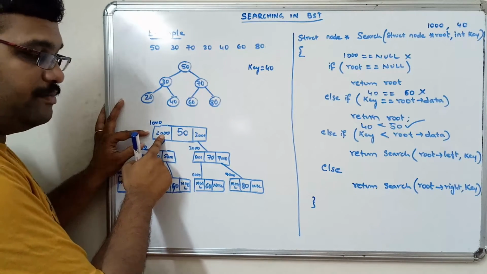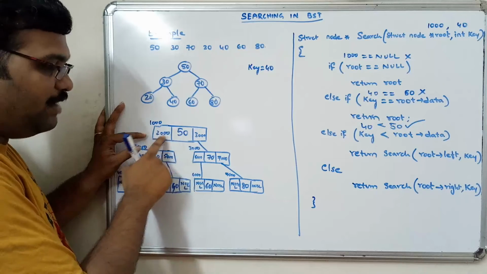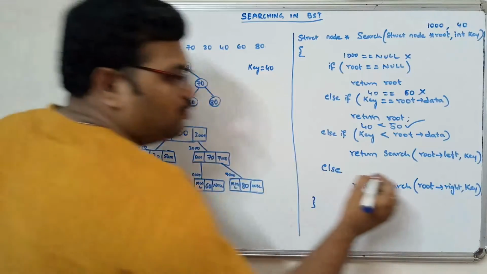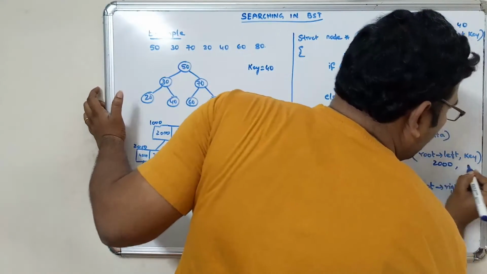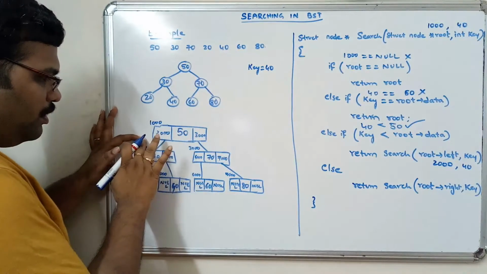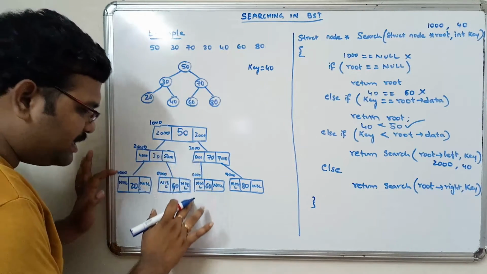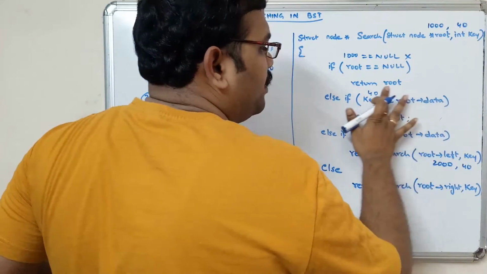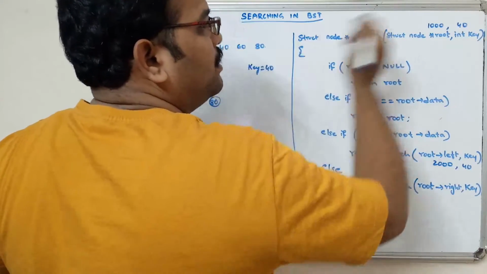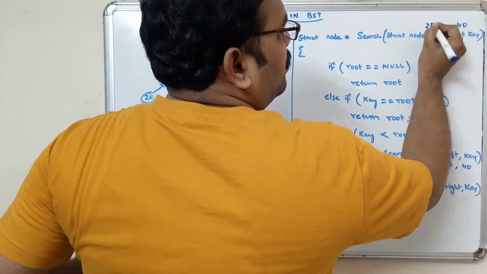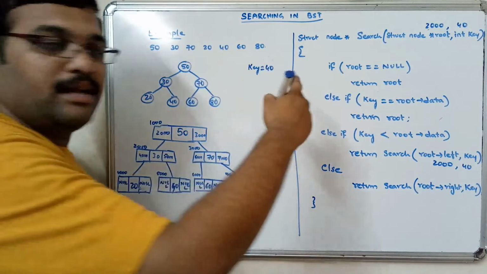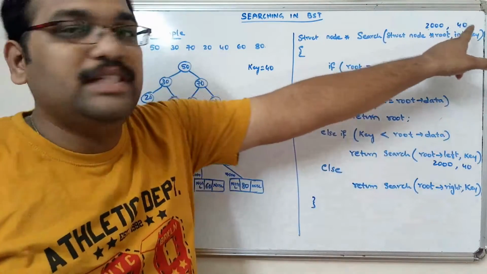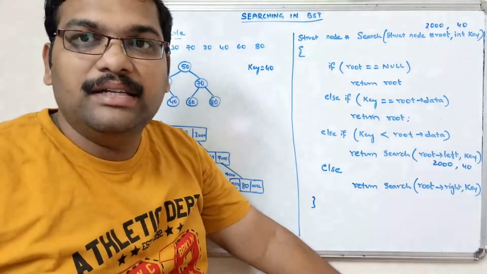Root of left is 2000. So this is 2000, this is the left and this is the right. So return search root of left, that means 2000 comma 40. Now the search space is limited to this left subtree, right? So just remove this. After the first recursion, in the next recursion, the address is 2000 and the key value is 40. Now again we have to proceed with the same process.